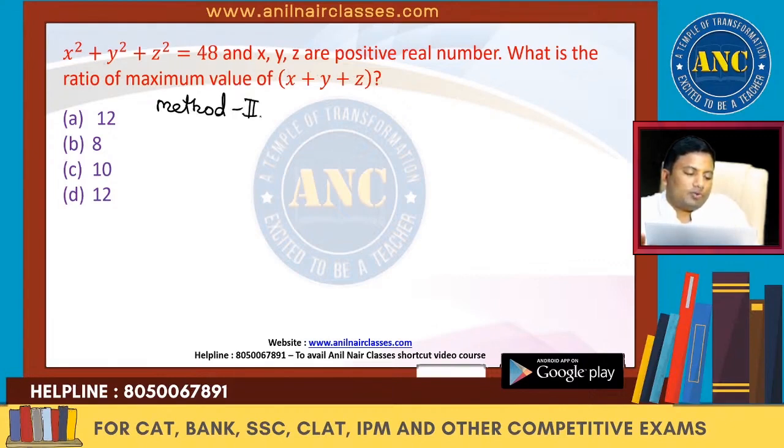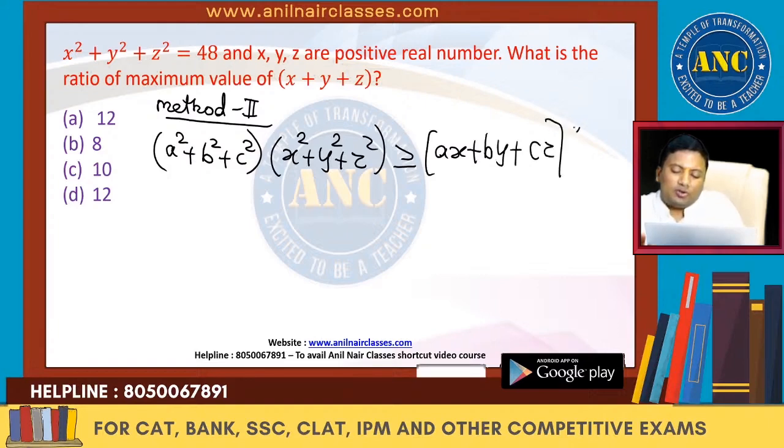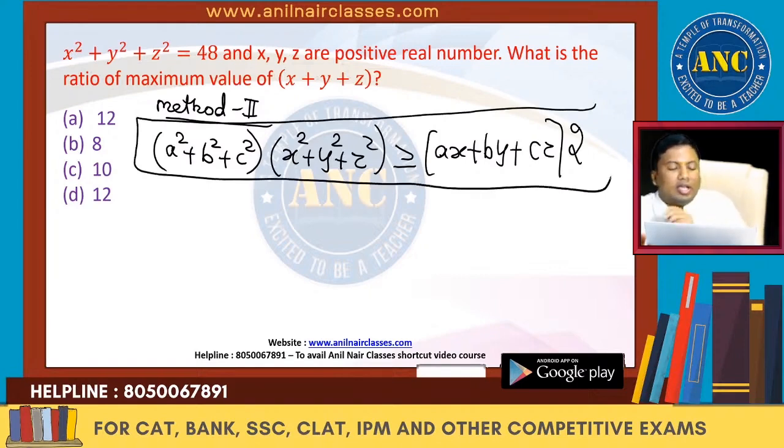Method number 2. Now, (a square plus b square plus c square) into (x square plus y square plus z square) is always greater than or equivalent to (ax plus by plus cz) whole square. This is the famous Cauchy-Schwarz inequality.